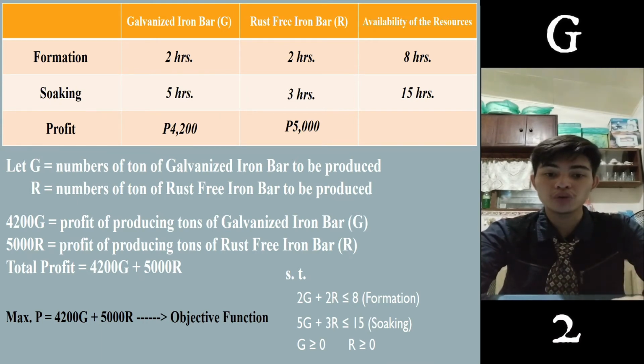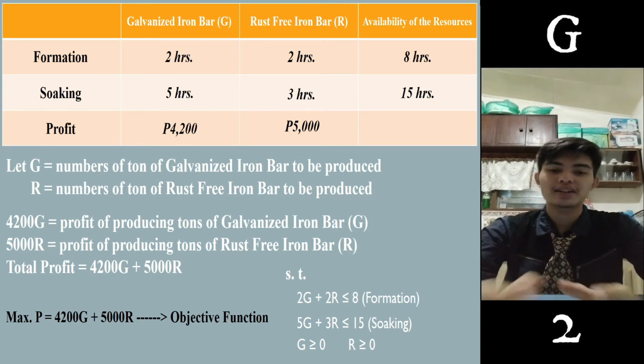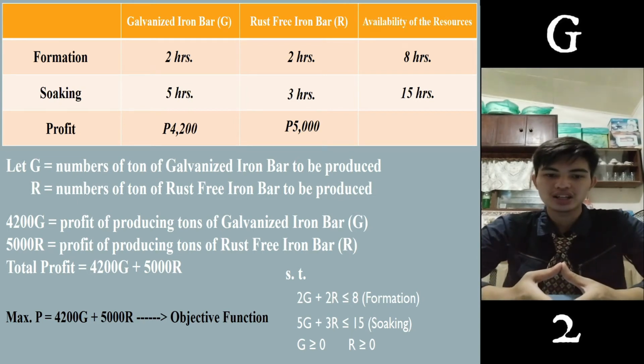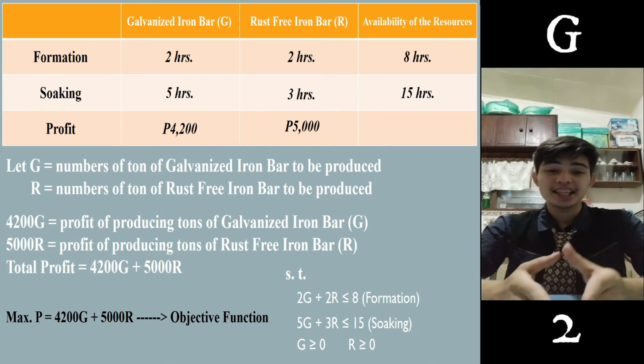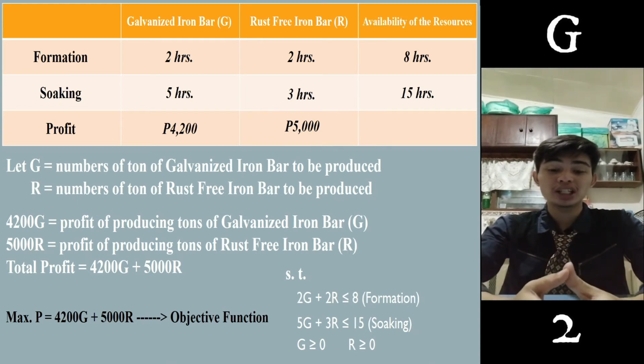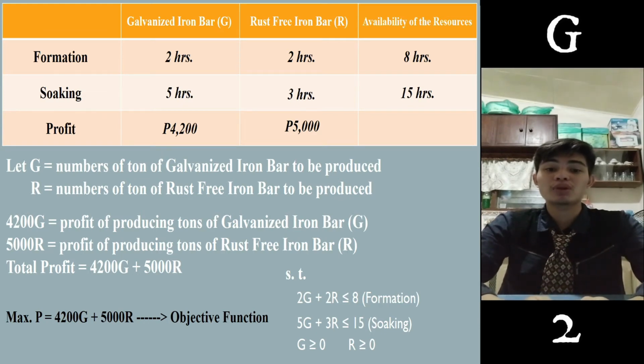And now, a short reminder guys. Why do we need to use less than or equal here? We need to use less than or equal here because this problem is looking for the maximum profit. If we are looking for maximum profit, then we need to use less than or equal.